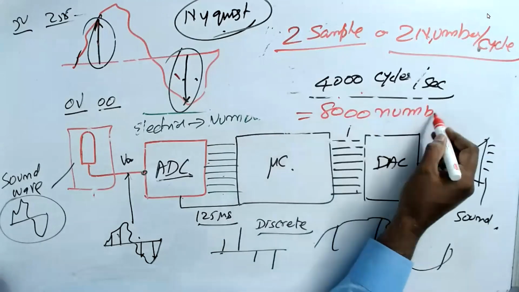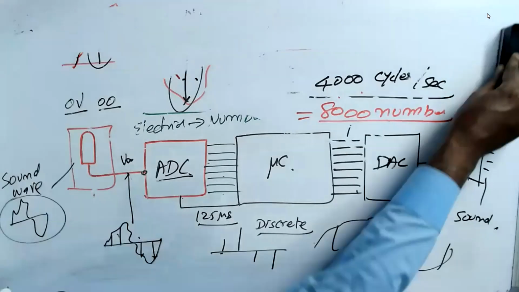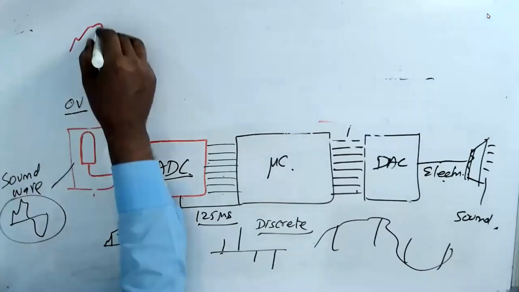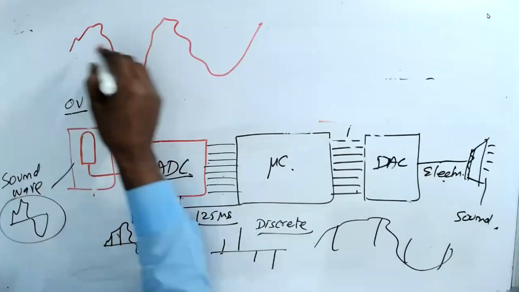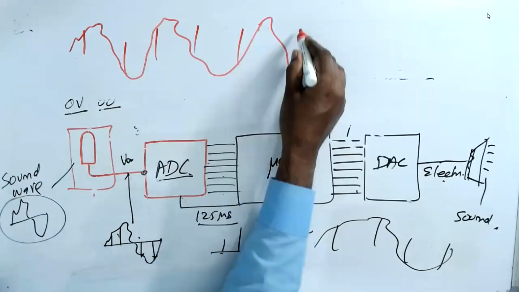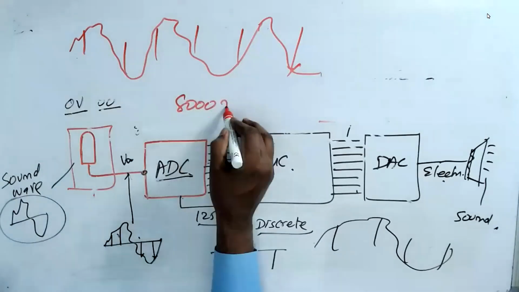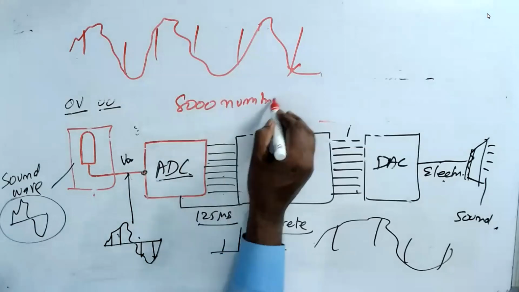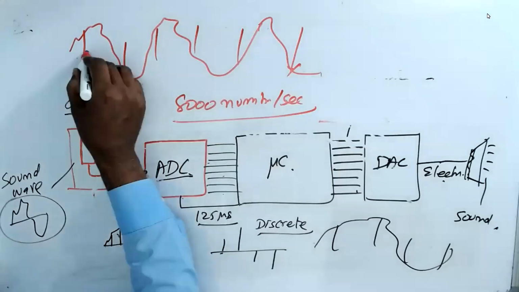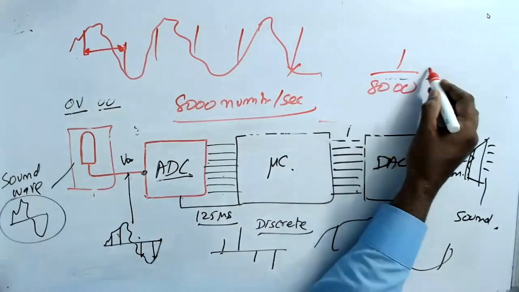Now I'll come to the point. This number is very important. If I take the samples, your voice is sampled at 8,000 numbers per second. That means between numbers, what is the duration? 1 by 8,000. That is equal to 125 microseconds.